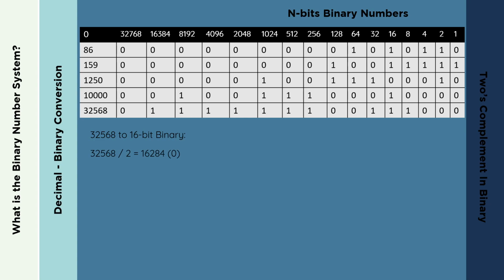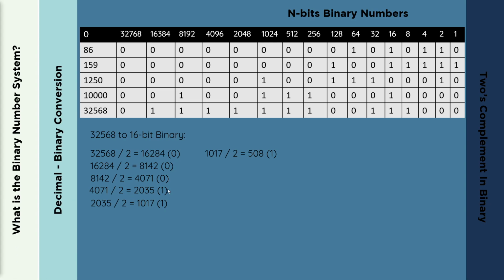32,568 divided by 2 is 16,284 with no remainder. 16,284 divided by 2 is 8,142 with no remainder. 8,142 divided by 2 is 4,071 with no remainder as well. 4,071 divided by 2 is 2,035 with one remainder. 2,035 divided by 2 is 1,017 with again a remainder of 1. 1,017 divided by 2 is 508 with a remainder of 1.